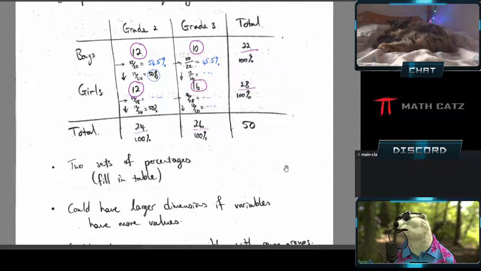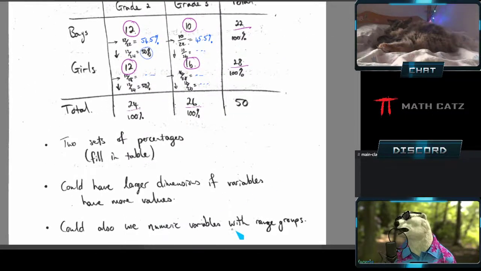If I want to do this, I could also use numeric variables with ranges, range groups. Let's say we want to have a few columns for the different scores they could get in a test. I might not want to have too many columns. I could break it up into 0 to 25%, and then the next 25% in the test scores they could get. So I could certainly break a numeric variable up into a few categories.